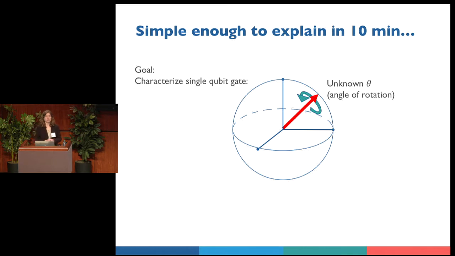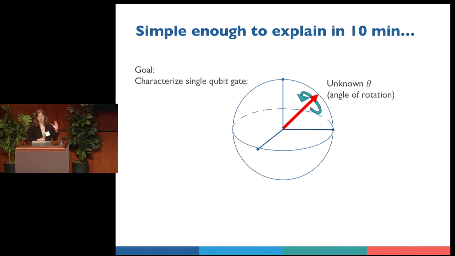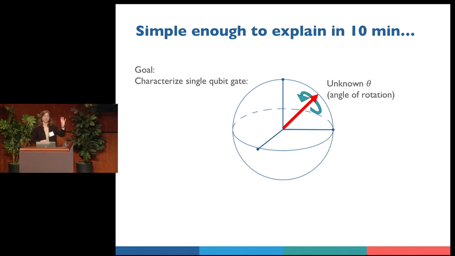Okay, so let's talk about characterizing a single qubit, say, over rotation or under rotation. A single qubit gate, we can model it as a rotation on the Bloch sphere. So it's defined by an axis of rotation and an angle of rotation. So let's just assume we want to know how much we are rotating. We're concerned that we might be rotating too much or we might be rotating too little. So we'd like to learn this unknown parameter theta. Okay, so we're going to work up to the full characterization procedure.